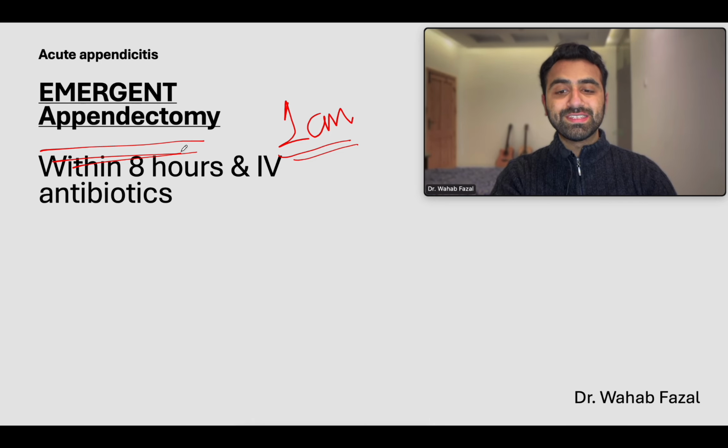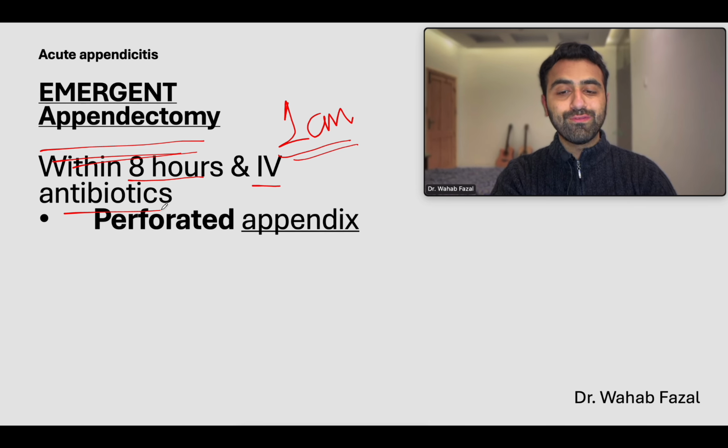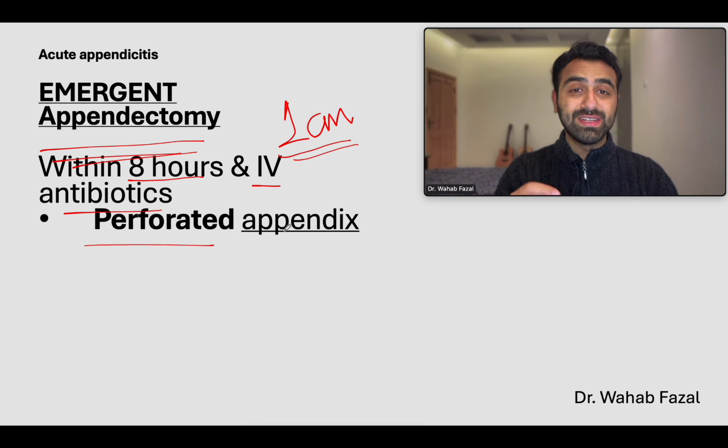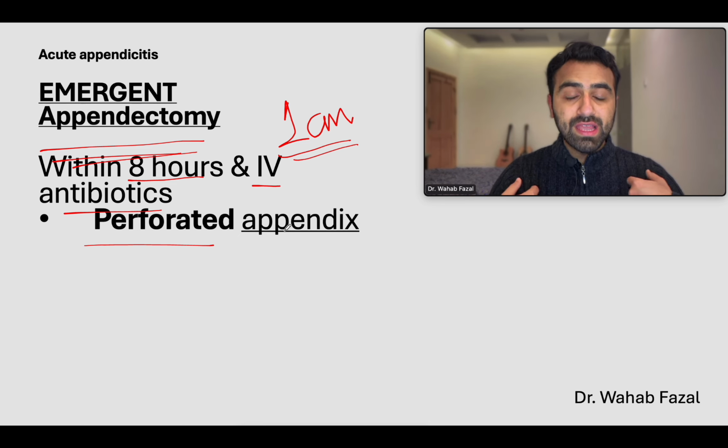So when do you do emergent appendectomy? You do emergent appendectomy within 8 hours and with IV antibiotics. Who do you do it for? People in whom the appendix is perforated, it has burst, letting out the inflammation inside the whole abdominal cavity.